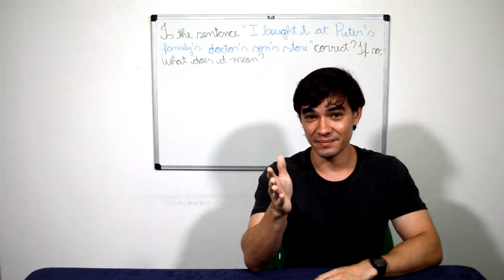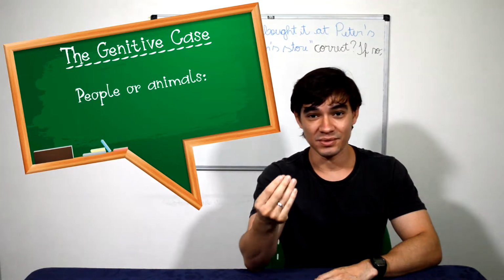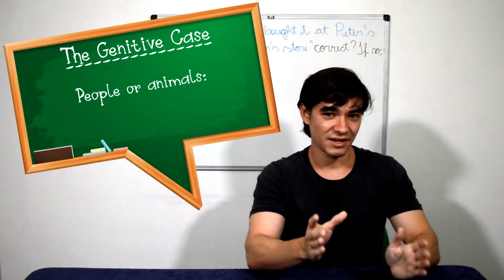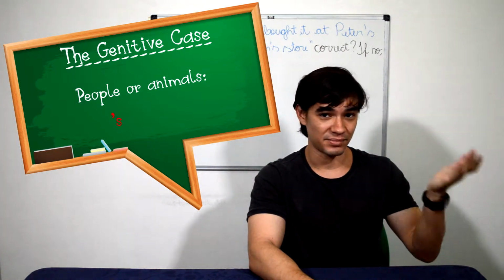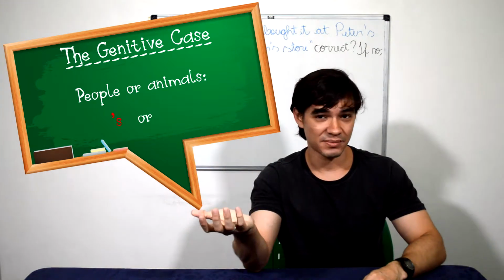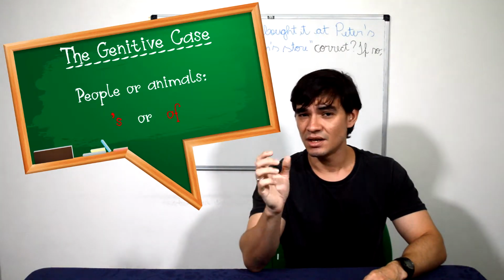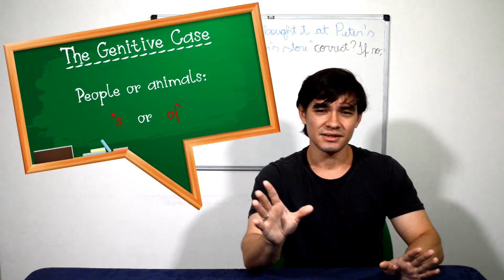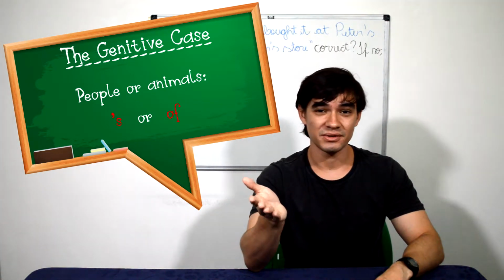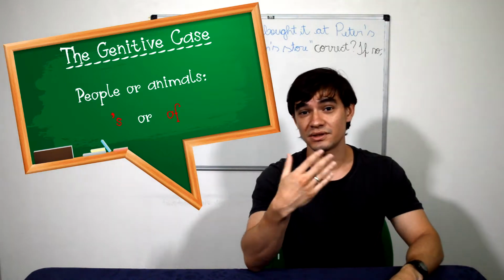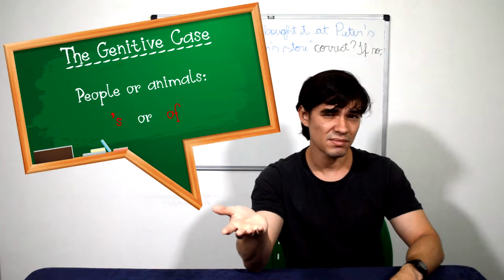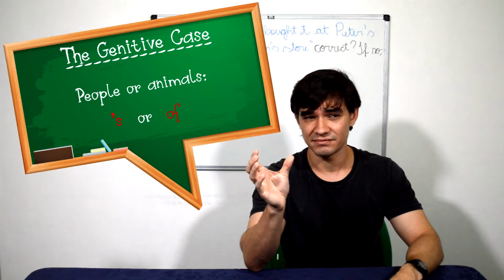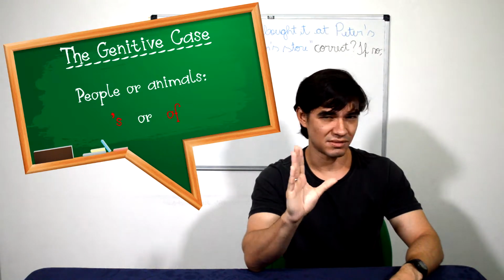As a rule of thumb, when we are talking about people or animals, the genitive case can be formed with the apostrophe s or with the preposition of. The of form can always be used actually. So if you are in doubt about using the apostrophe s or of, it may be better to choose of. As weird as it may sound sometimes, right?